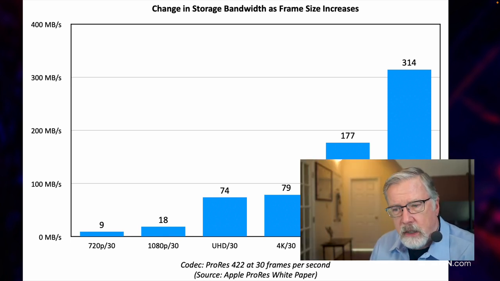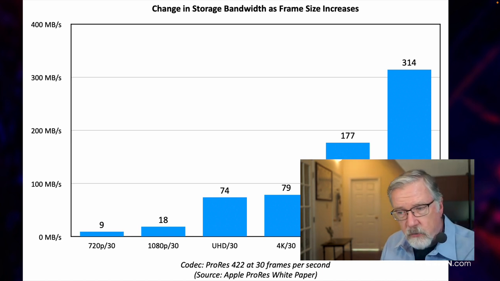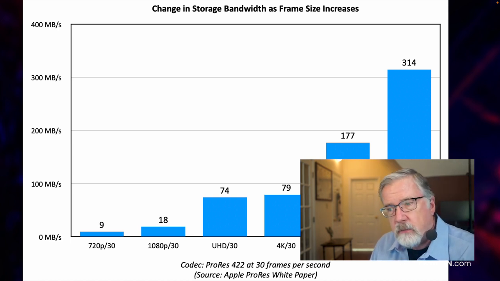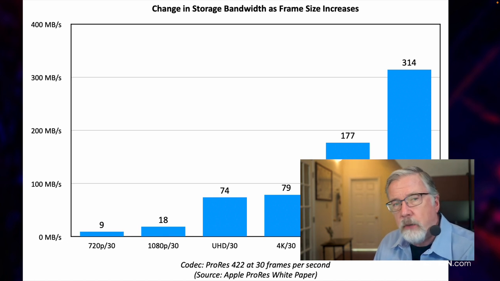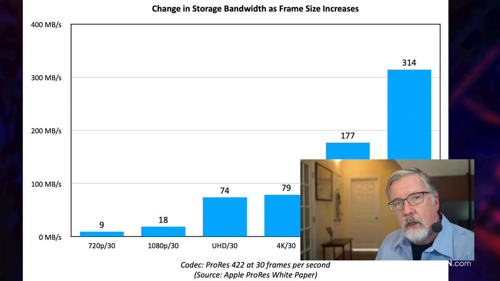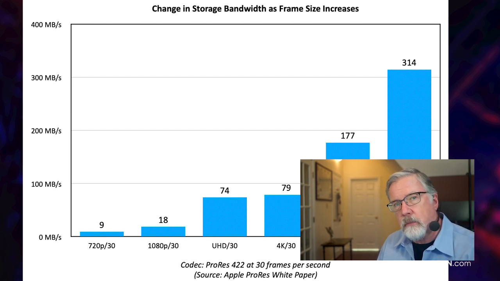9 megabytes a second to edit 720p doubles that. 1080 is 18. But when you move to 4K, notice that you've moved from roughly 20 megabytes a second to close to 80 megabytes a second, 4 times faster. This is a huge jump, especially if you have slower drives. It gets worse as you move to 6K and worse still with 8K. The larger the frame size, the faster your storage must be.